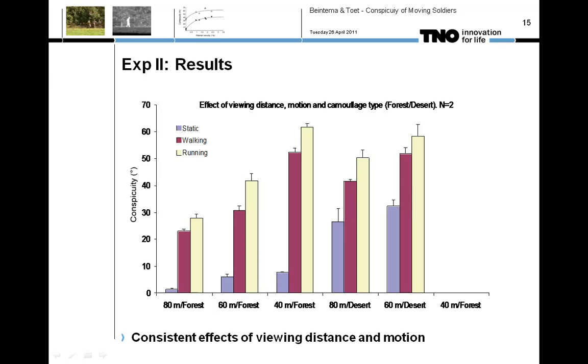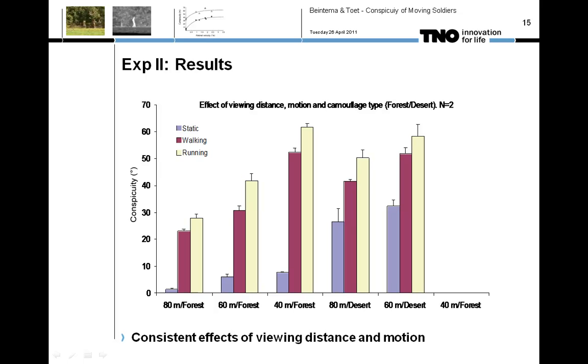Again, we find a large effect of motion, but we also find clear effects of viewing distance and the type of camouflage. In static conditions, conspicuity for the desert uniform was a factor of 12.6 larger than for the woodland uniform. This factor was 1.7 for the moving conditions. This is probably a result of differences in luminance contrast.